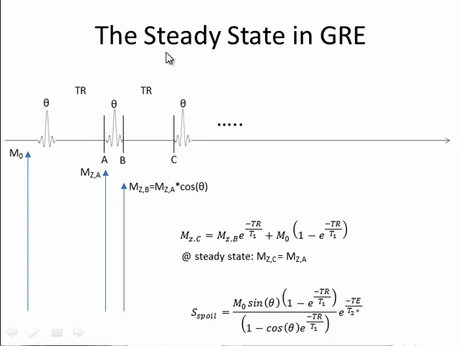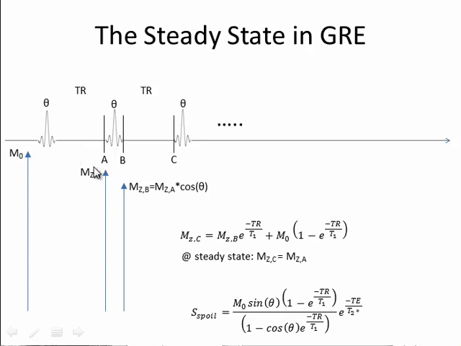Now of course we want to talk about the steady state in gradient echo imaging. Remember, in gradient echo imaging, we only have one RF pulse. Usually the flip angle, we just call it theta, is less than 90 degrees. And before the first pulse, we have M0. What I'm assuming here between these pulses is that the transverse magnetization completely decays away. So I'm only going to consider longitudinal magnetization.